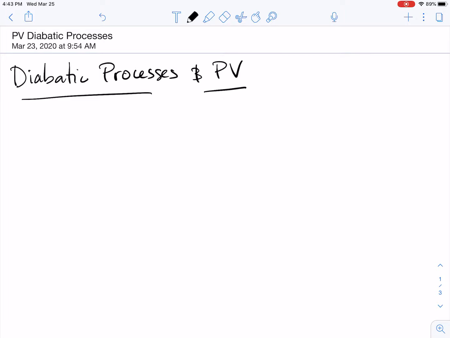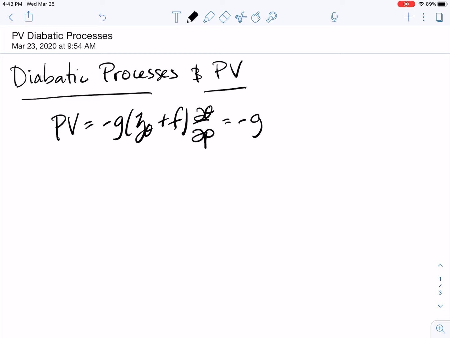So what happens, and what is the influence of diabatic heating? We're going to begin by going back and considering our initial PV equation. Let's recall that PV equals minus g times the quantity zeta theta plus f times d theta dp. We can rewrite this equation to make it a little easier for us to suss out the diabatic processes, so we're just going to rewrite this equation in a slightly different way to then move forward.